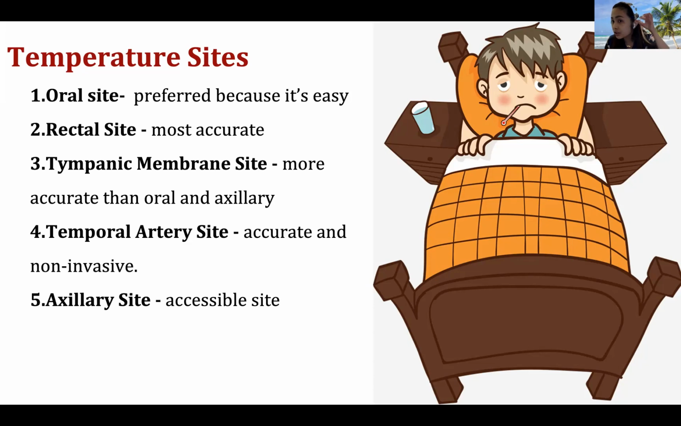Okay, so this is your pinna. If your patient is more than 3 years old, you will pull the pinna up and backward, and then you will put the tympanic thermometer. Then, if your patient is 3 years old or below, you just pull the pinna down and backwards to get an accurate reading.